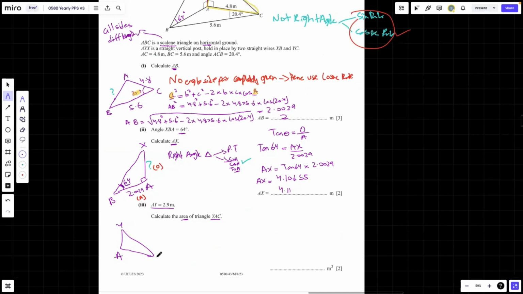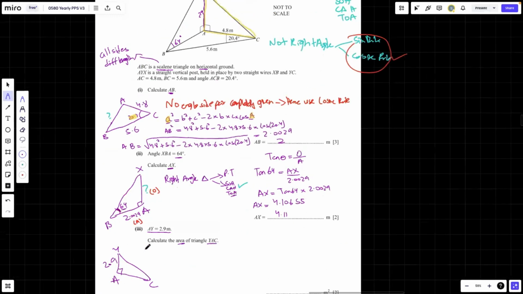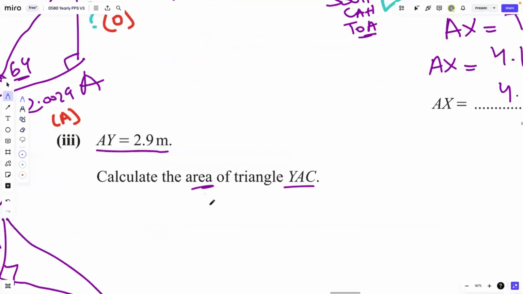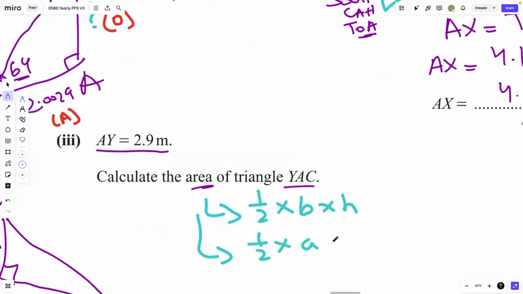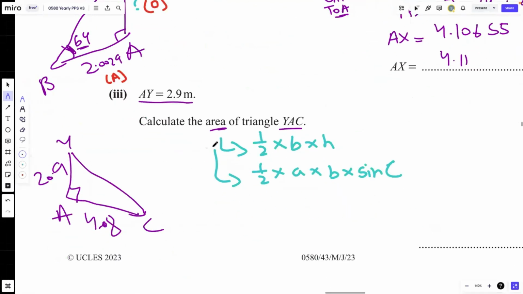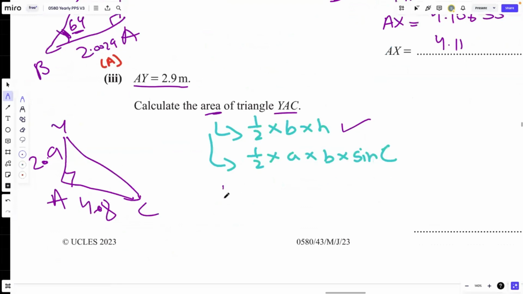That's YAC. We have a 90 degree here. YA or AY is actually 2.9. And do we know any other length? We know AC to be 4.8. Now, for area, you have two methods that we can work around with, or two formulas. That's half into base into height, or half into A into B into sine C. Capital C is implying that's an angle. So here we can just work around with the first one because it's straightforward.